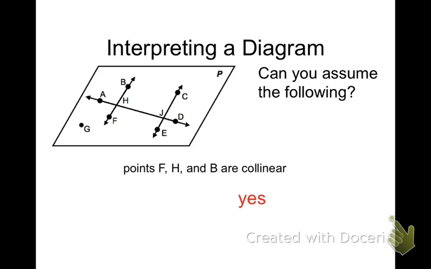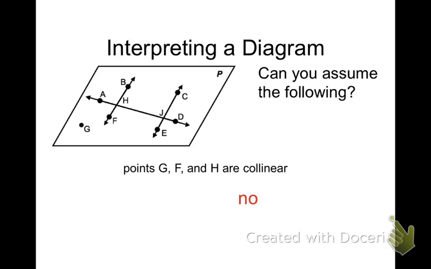So for your homework, you're going to be doing a lot of true falses. This is what's going to be happening. Can we assume points E, J, and C are collinear? Yes. Can we assume that points G, F, and H are collinear? No.